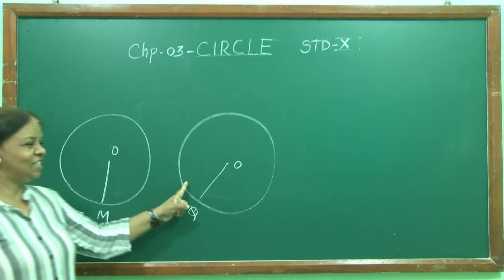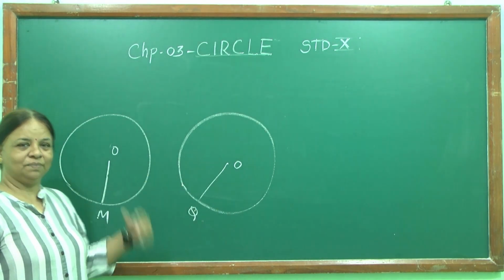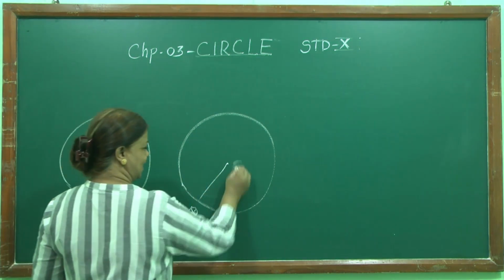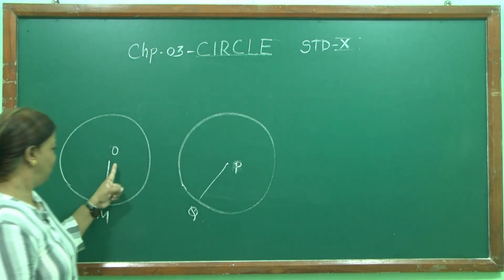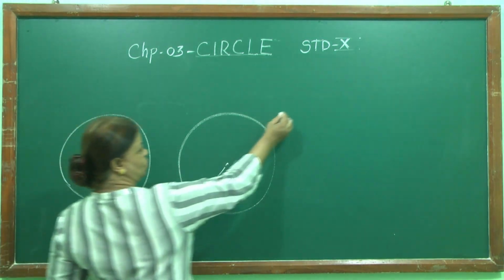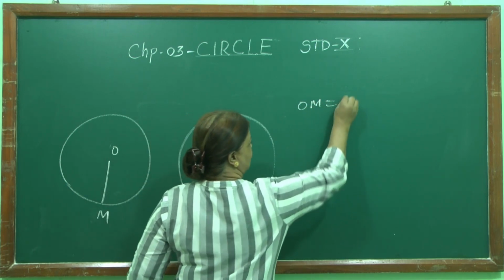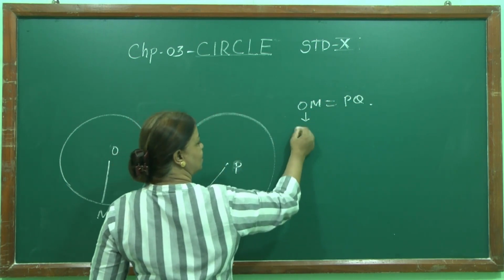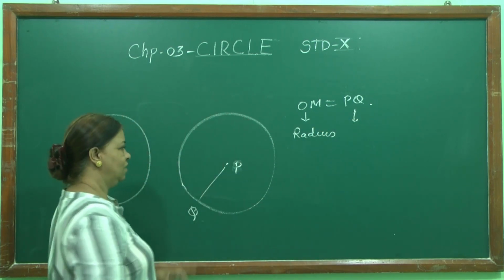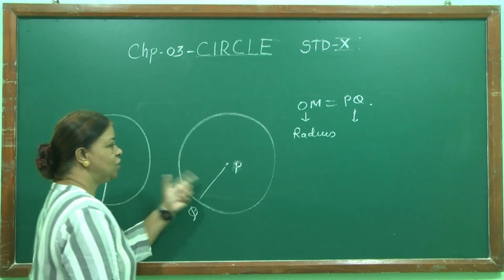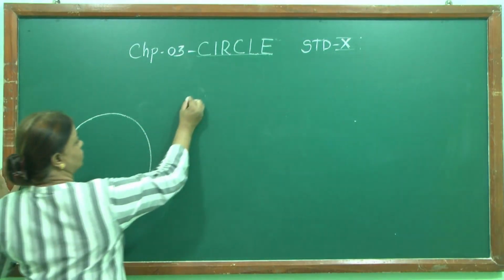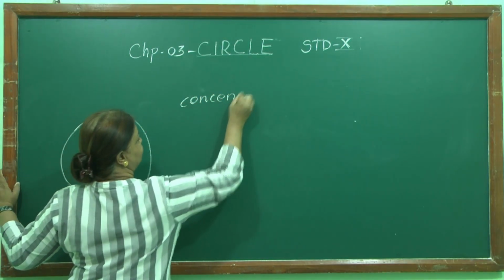Children, you can see two circles on the board, and the center of this circle is O. Let us take this center as P. Suppose OM is equal to PQ. What is OM? OM is the radius and PQ is also the radius of the circle. So what is the relation between these two circles? These circles are going to be equal since their radii are equal.